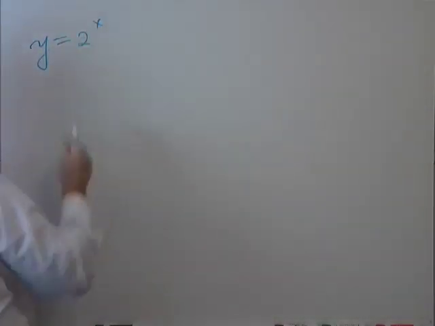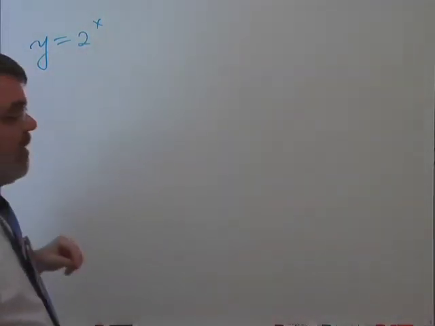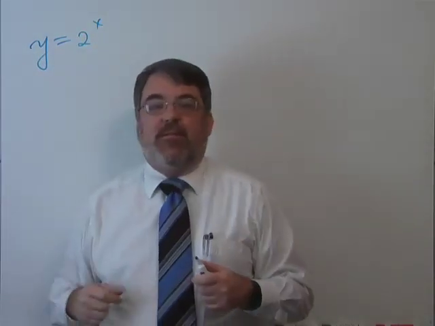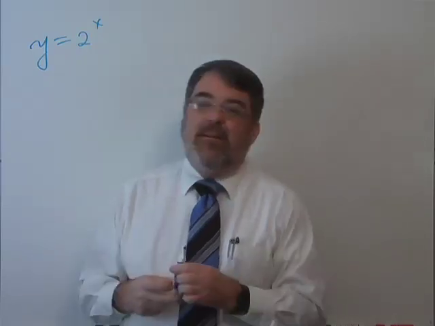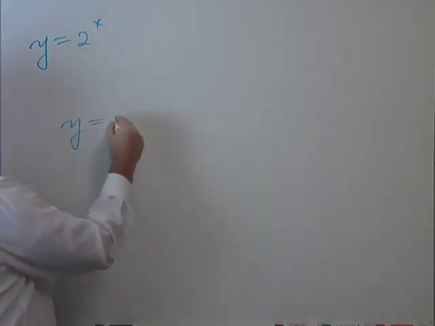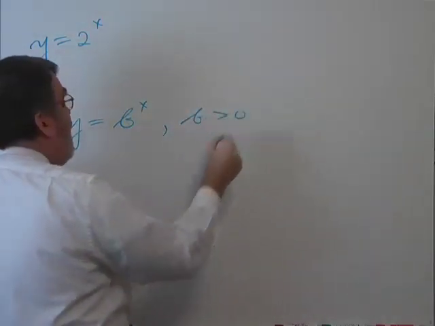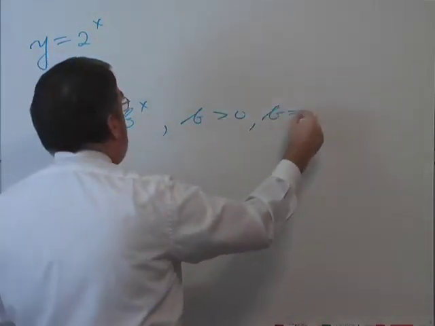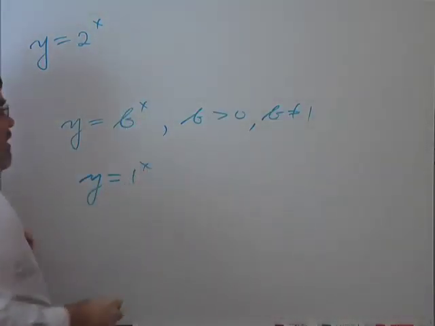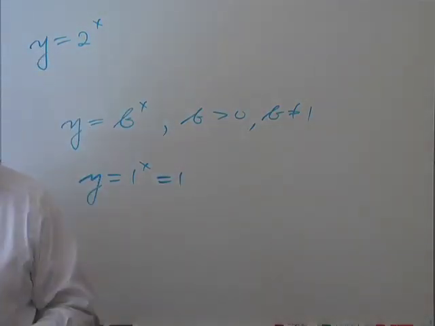And so, as you see, we have a base number raised to a variable power, x. Now the base can be any constant number, as long as it's positive and not equal to 1. For example, in my book, I define a simple exponential function to have this form, where b is a constant that's positive but not equal to 1. You can see what happens if b is equal to 1: 1 to the x would just simply be 1. It wouldn't be an exponential function, it would be a constant function.